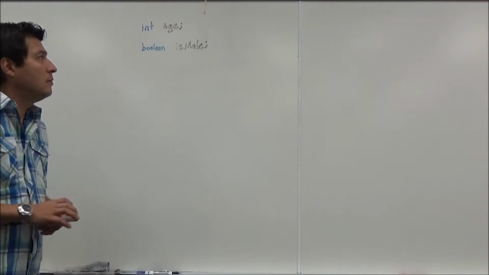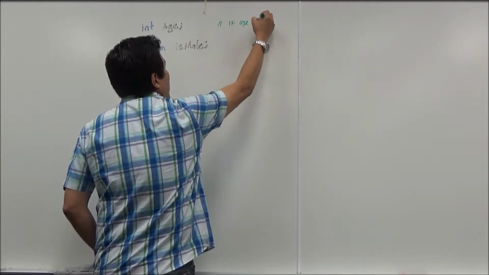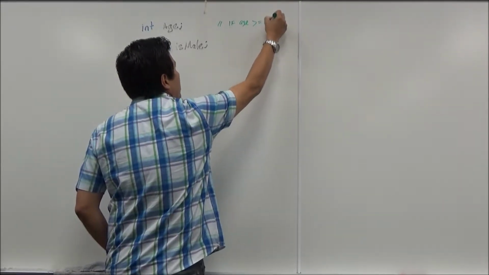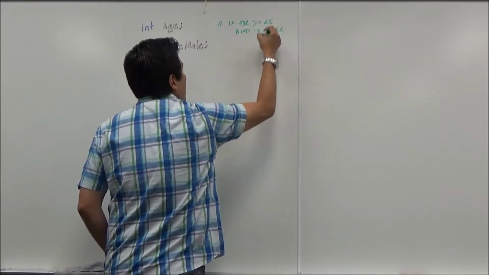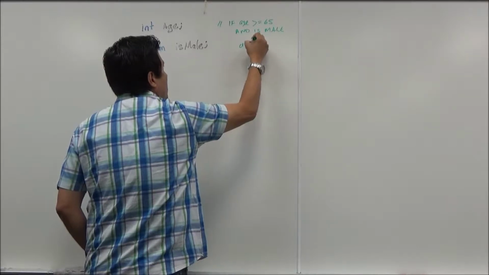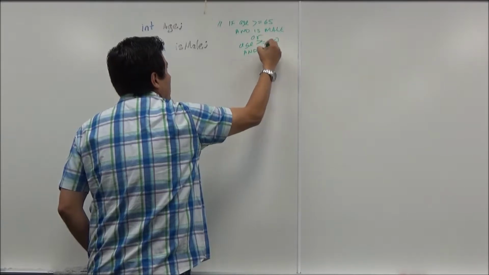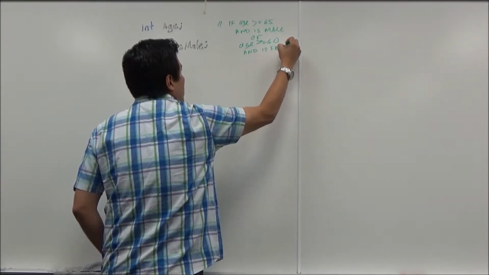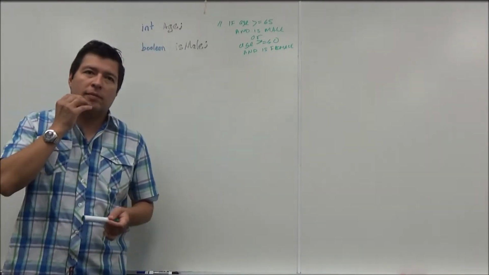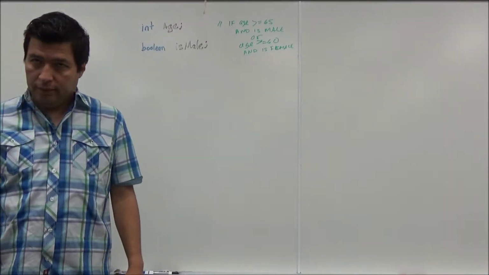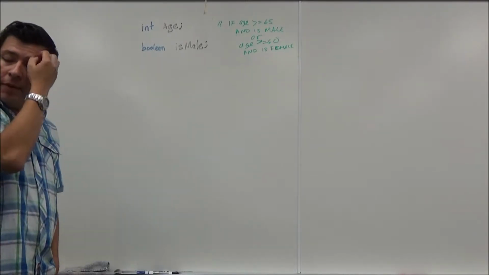So now, the rule said if age is greater or equal than 65 and is male, or age is greater or equal than 60 and is female, you get your 401k benefits without being taxed or whatever. So we're going to write an if statement that does that.